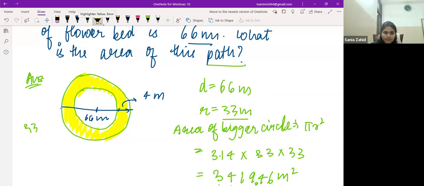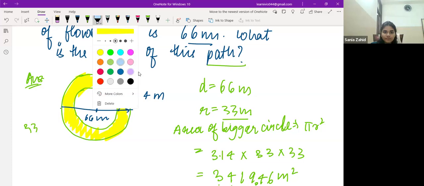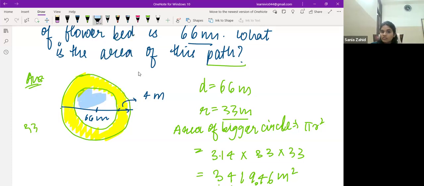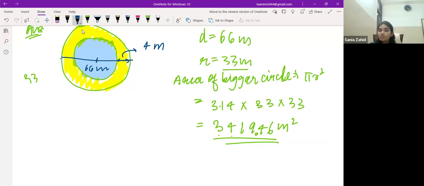see this blue portion. If I subtract the area of this blue portion from the total area, can I get the area of the yellow part? Yes, ma'am. Okay, so what will be the area of this blue portion now? To find it, I need the radius of this portion. So what will be the radius? Tell me, how can I find the radius? See, this radius is 33 meter.